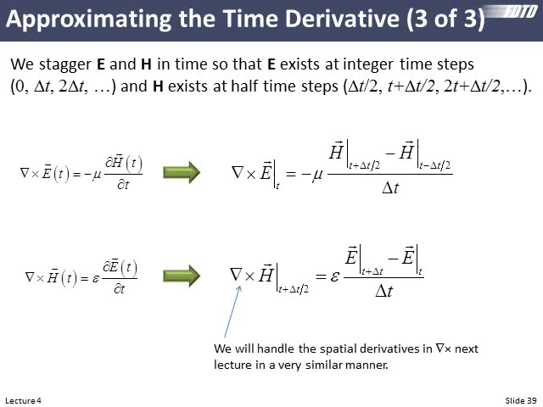We stagger, and now we can write our equations in a little bit more formal framework. We will have the curl of E at time t equals minus mu, and here's how we'll write our finite differences: h at time t plus delta t over 2 minus h at t minus delta t over 2. So this exists at an integer time step, which is exactly what we have here. So this is a bit more formal way of writing the exact equations we had on the previous slides. And again, we're not going to talk about the derivatives in the curl operation. That'll happen in a following lecture.